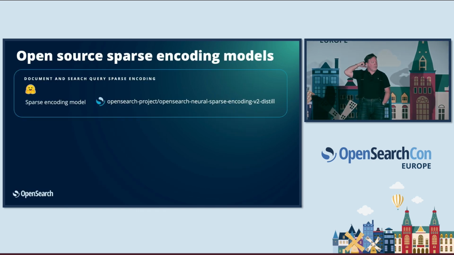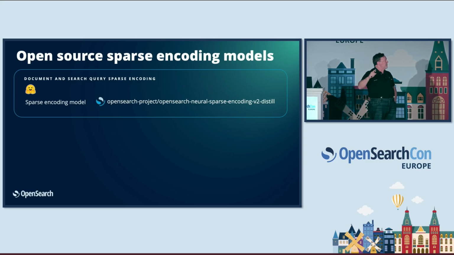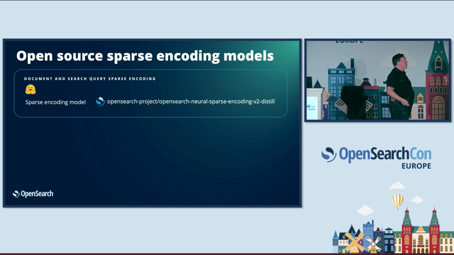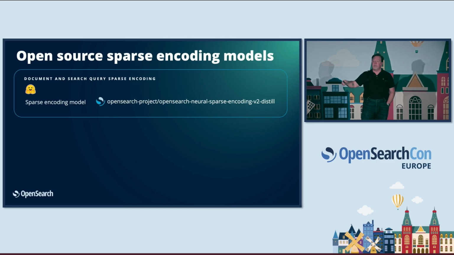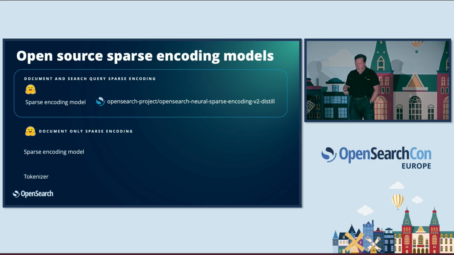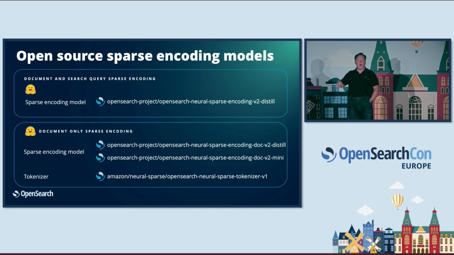The OpenSearch project, AWS, has actually open sourced a couple of sparse models, and you can run in a couple of different modes. So you can only encode documents, or you can encode documents and queries. If you only encode documents, you encode your documents, and then you use the tokenizer to do the query tokenization and the matching.